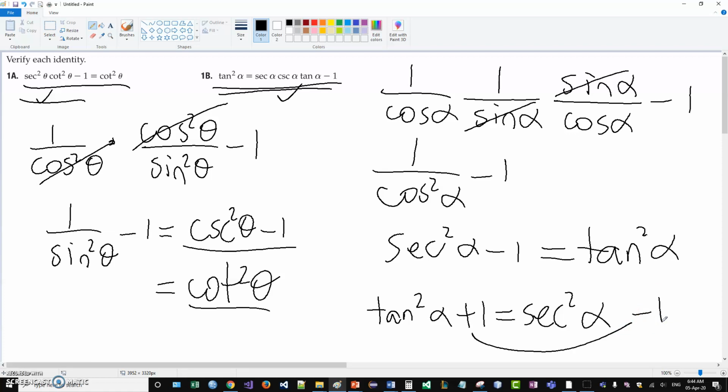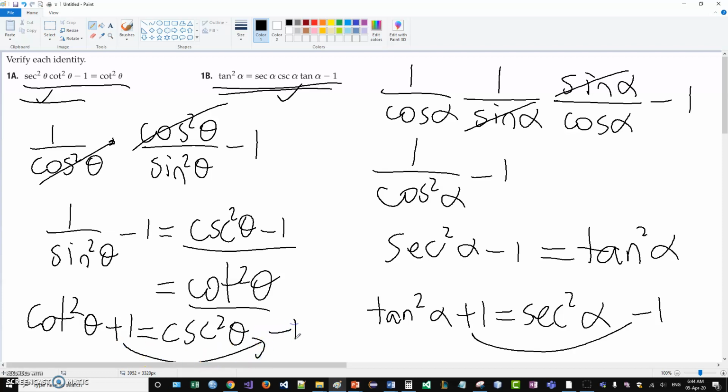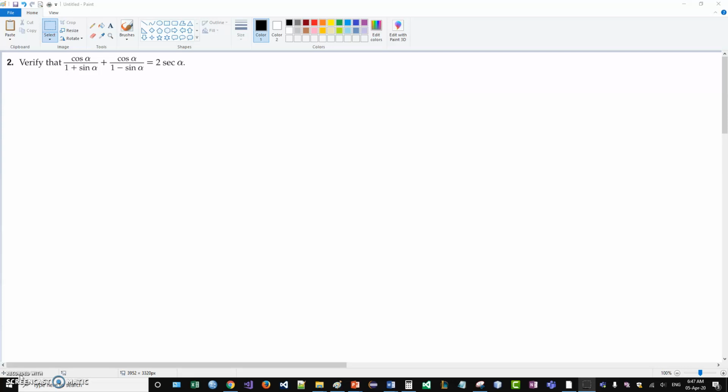And for this one, just if anybody is curious, we know that cotangent square theta plus 1 equals cosecant square theta. Bring the 1 to this side, it becomes minus 1. So cosecant square theta minus 1 equals cotangent square theta. And we're done here. Pause the video at any time to redo this yourself and try to make sense of it.